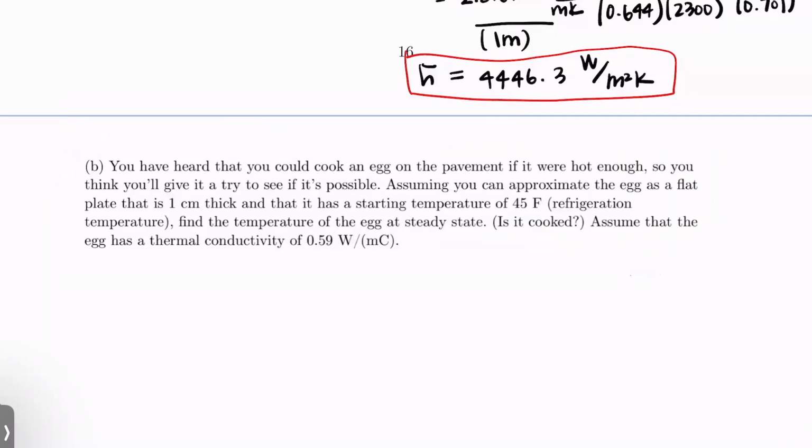Okay, so for part B, you've heard that you could cook an egg on the pavement if it's hot enough. So you think you'll give it a try to see if it's possible. Assuming you can approximate the egg as a flat plate that is 1 centimeter thick, and it has a starting temperature of 45 degrees Fahrenheit, because that's refrigeration temperature. Find the temperature of the egg at steady state. Assume that the egg has a thermal conductivity of 0.59 watts per meter degrees C. So fun, right?